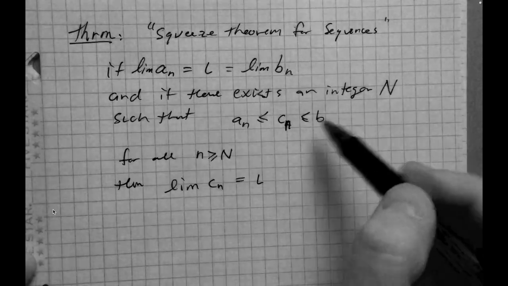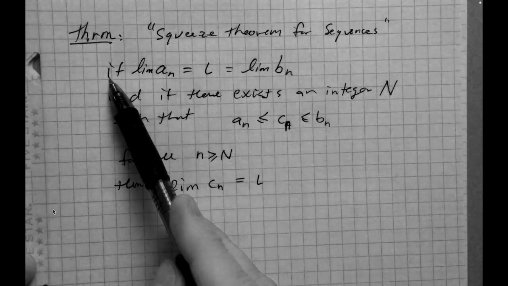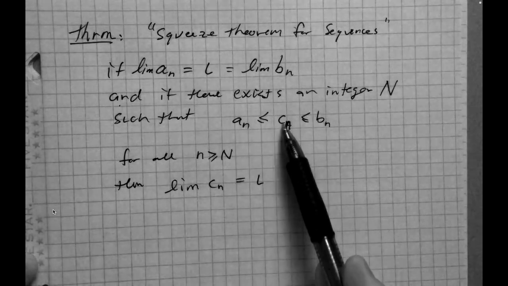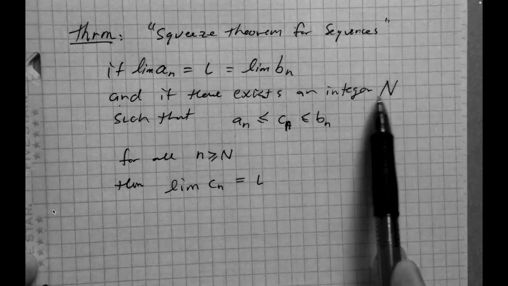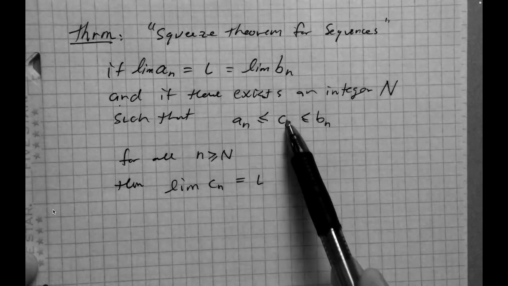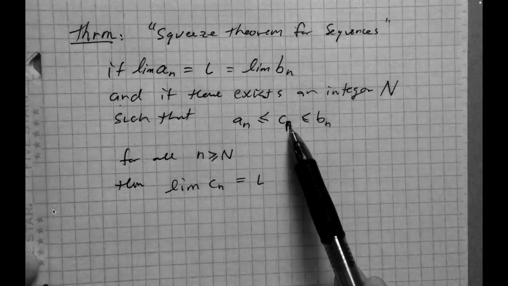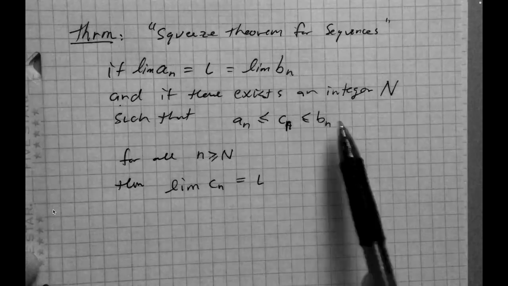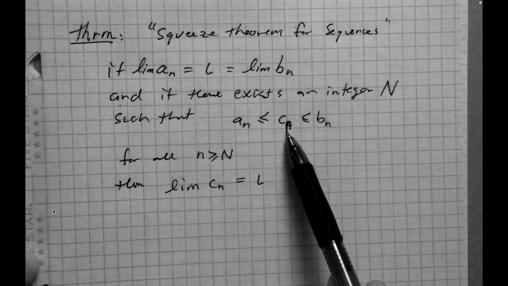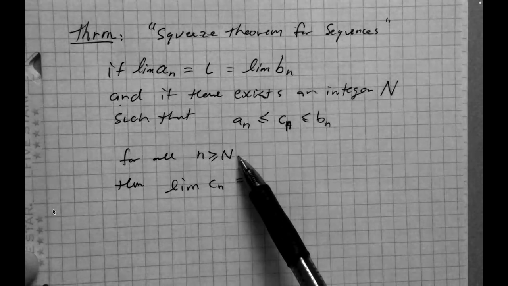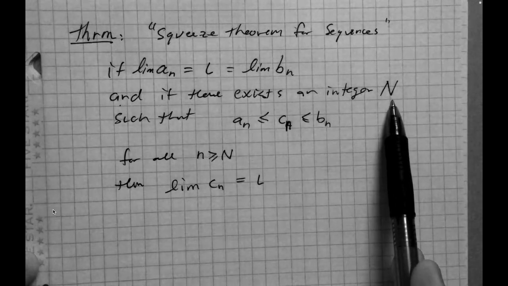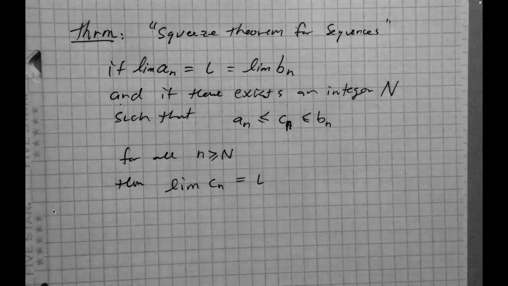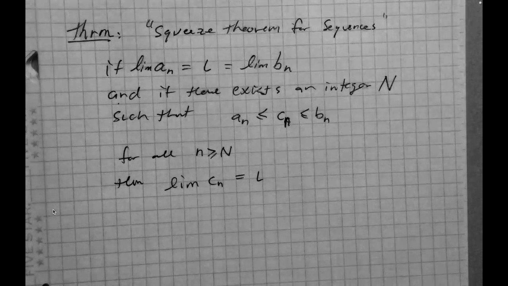Right, so if a of n and b of n have the same limit, and if there's this third sequence c of n such that once you get far enough out on the natural numbers or the positive integers, all of the a terms are smaller than c and all of the b terms are larger than c, right? If this holds for all n greater than some integer, then the third sequence will have the same limit.